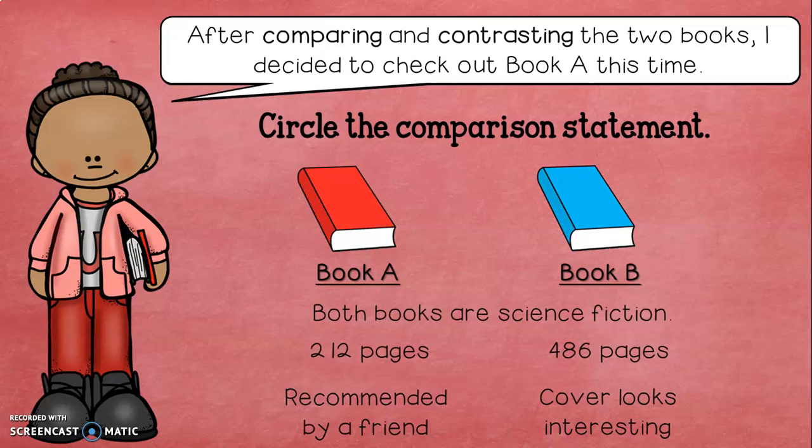So where do we see a comparison statement here? What do we see that is showing how those books are alike? Remember, compare means to tell how two or more things are alike. So what do you see here that describes how they are alike? You've got it. Both books are science fiction, so that's telling me how they're alike. The other items are telling me what is different about them.